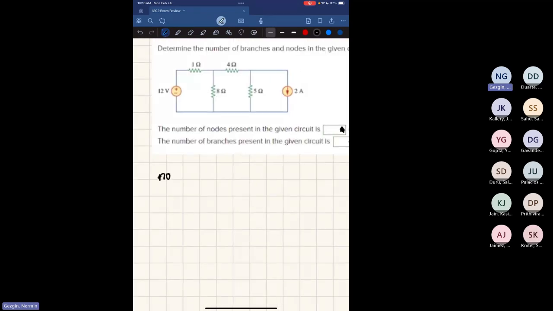A node is a point of connection between two or more branches. And a branch is a single element. So that can be a voltage source or a resistor, for example. And a loop is just any closed independent path. There are a couple of options to do this, but I would suggest just counting how many nodes we have, which again is a point of connection between two or more branches.